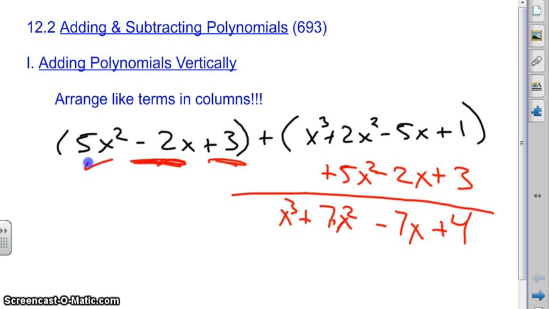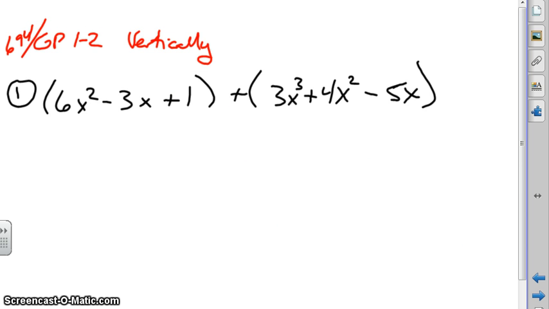And is there any other way we could simplify this expression? Are there any variables to the same degree here? No. No, so it's done. That's it. We did it vertically. Okay, so we're going to go ahead and add this vertically too right now. So go ahead and try.